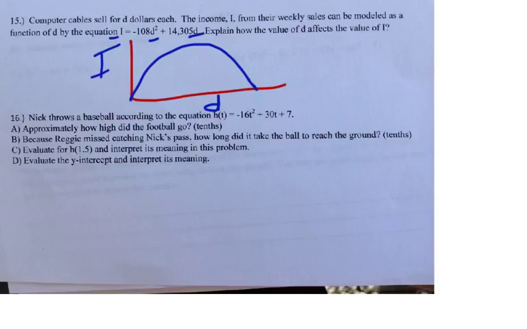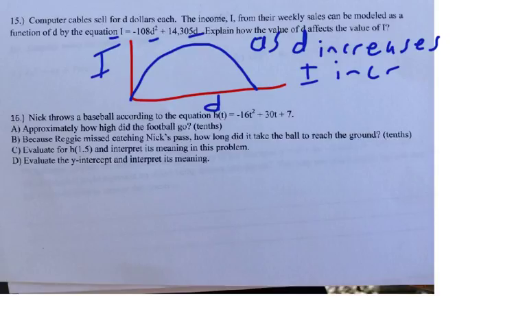So knowing that, just describe what's going on. How does the value of D affect the value of I? Well, as D increases, I is also increasing. So you'd say as D increases, in other words, as D is going further and further to the right, or getting bigger and bigger, notice that I is also going up and up, so it's getting bigger and bigger. So as D increases, we can say I increases until it reaches a maximum.